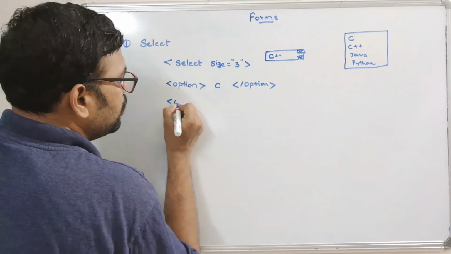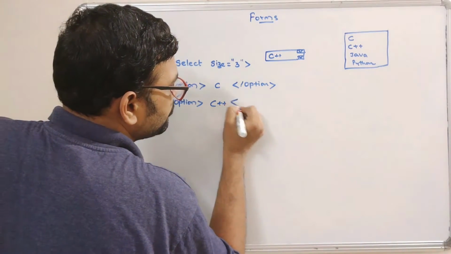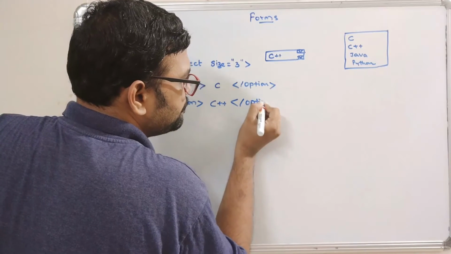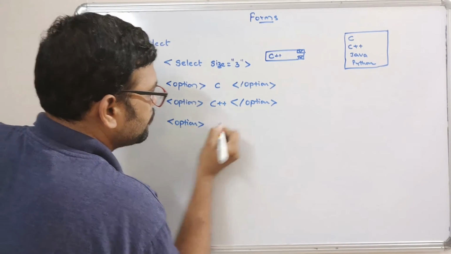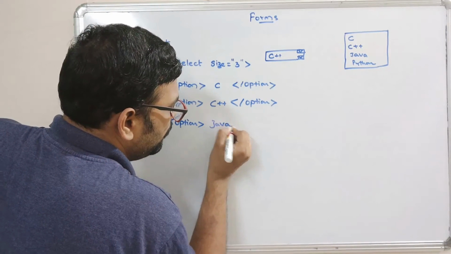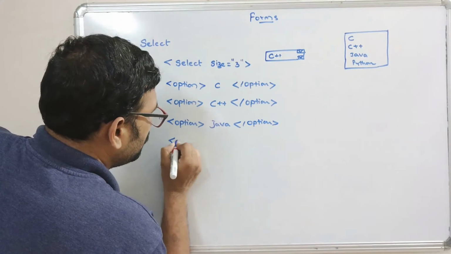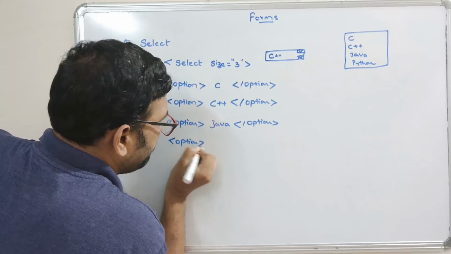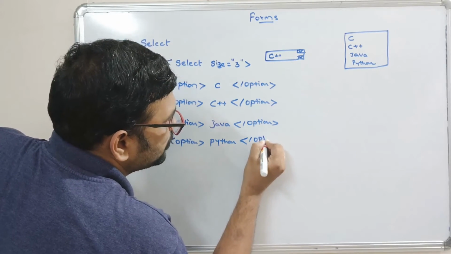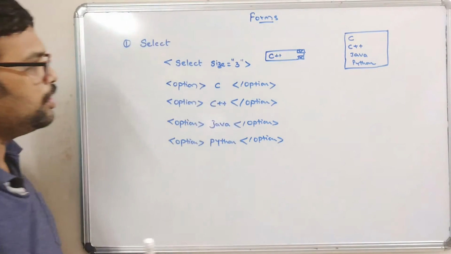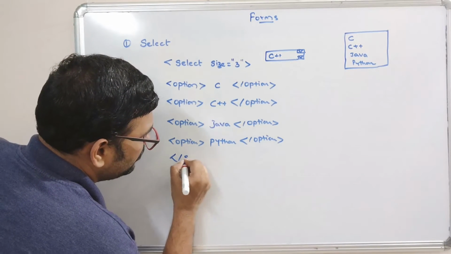Okay, similarly option C++, close the option. Similarly option Java, close the option. Option Python, close the option, right? So like this we have to go with all the options and finally we have to end the select. Okay, you just end the select.